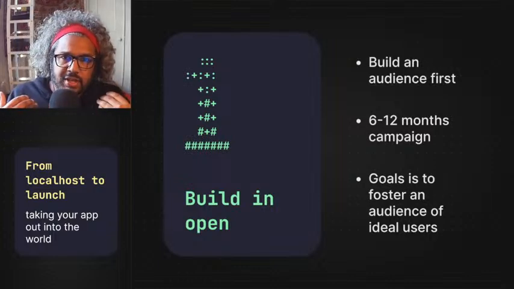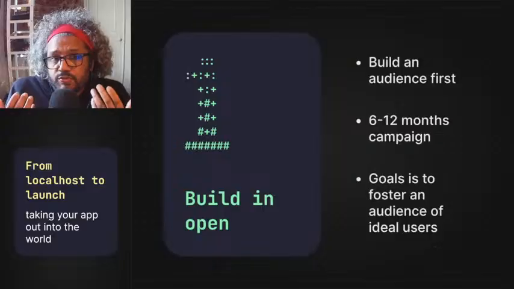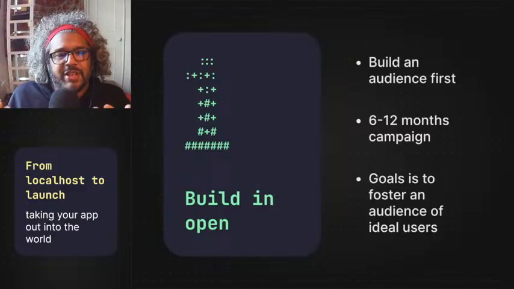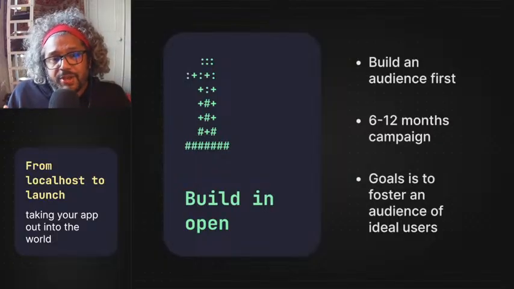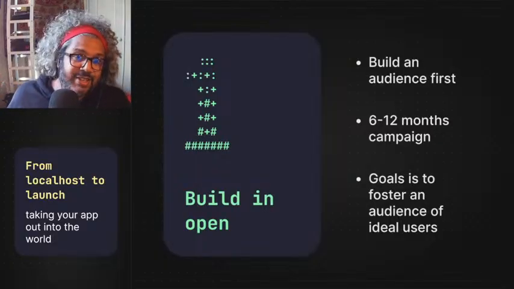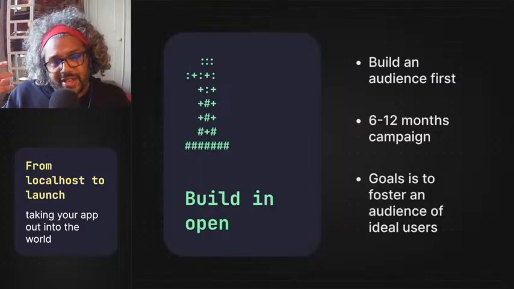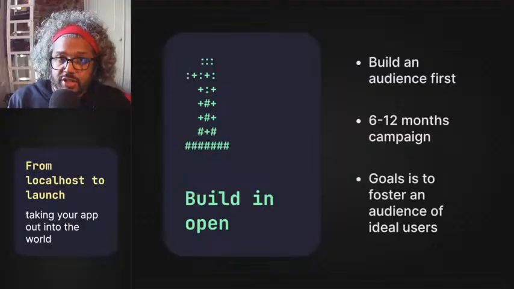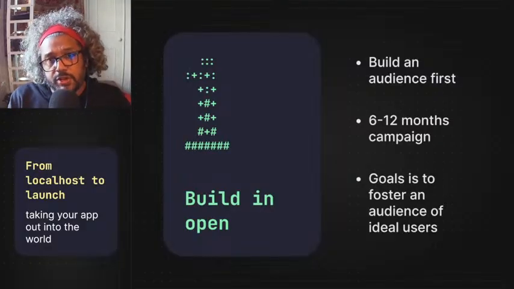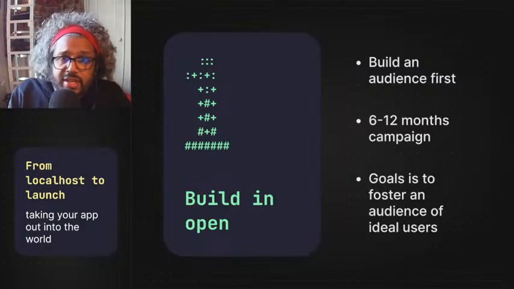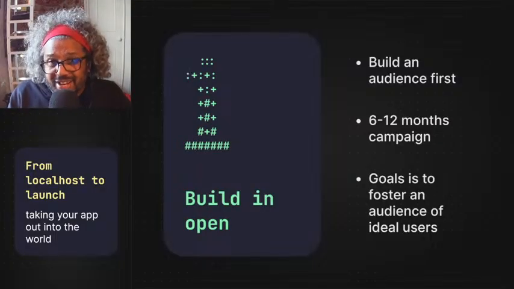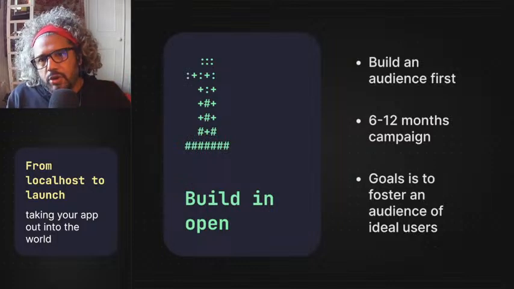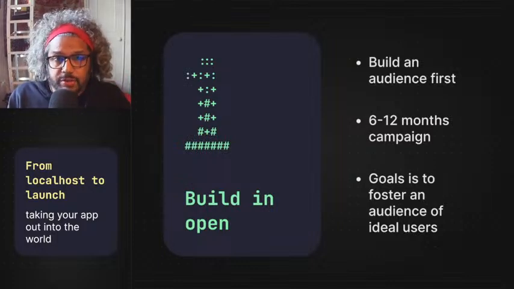So building in public works really well for her because she already had the people there. Building in public works for her because the eyes of her ideal customer profile is directly on her. So if you're going to take this on as a strategy, you need to build the audience first. This is a thing that's going to take a year to put together realistically. And in the beginning, make sure the goals are to foster an audience of ideal users.